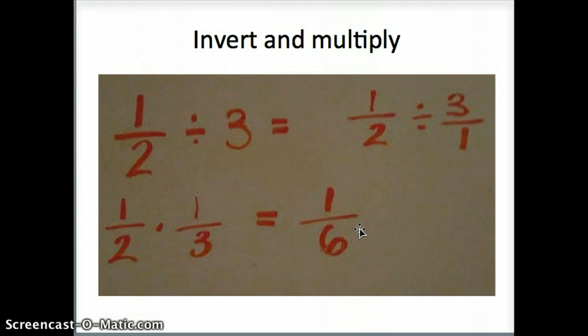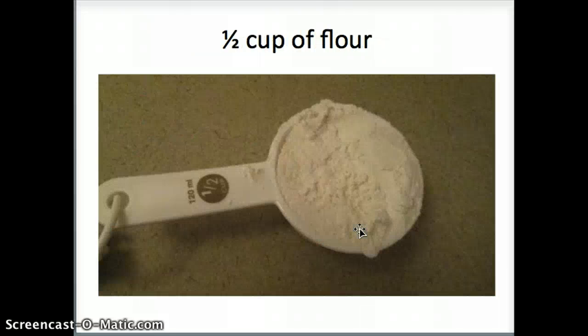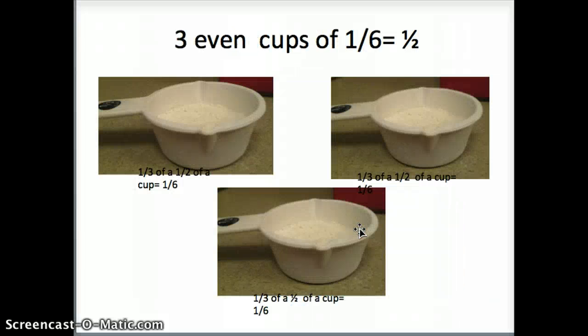To show that in an illustration, it would look like this. You have 1/2 cup of flour, and you want to divide that evenly between 3 different recipes. So it looks like this. You have 1/3 of a 1/2 cup here, 1/3 of a 1/2 cup here, and 1/3 of a 1/2 cup here. So it equals 1/6 cup of flour for each recipe.